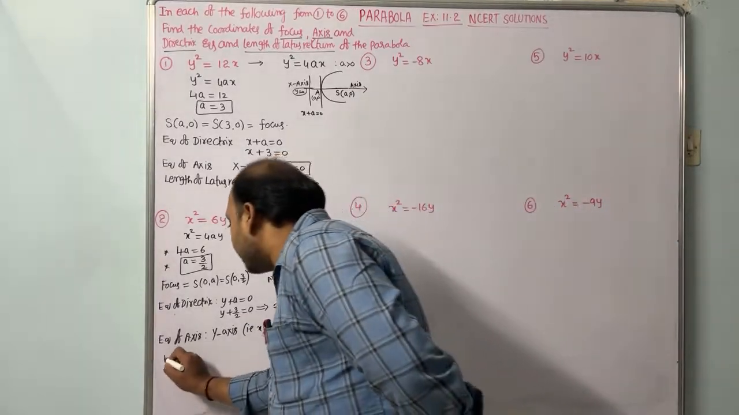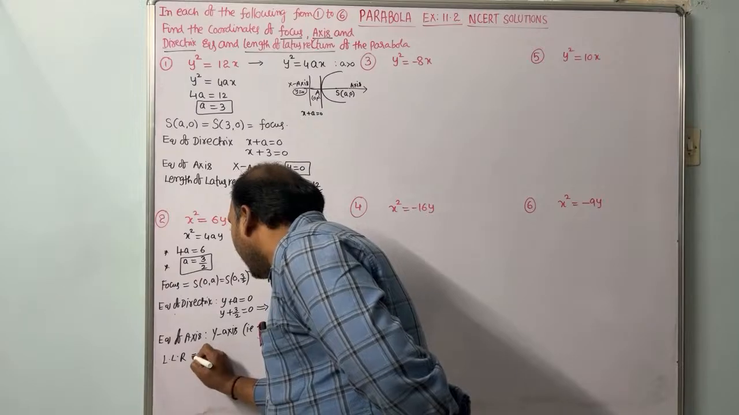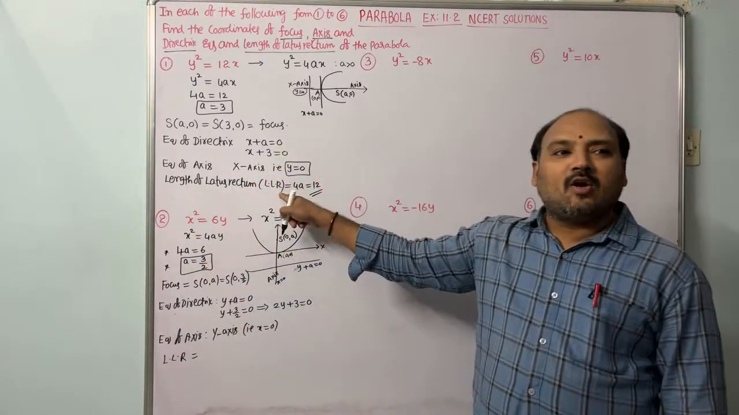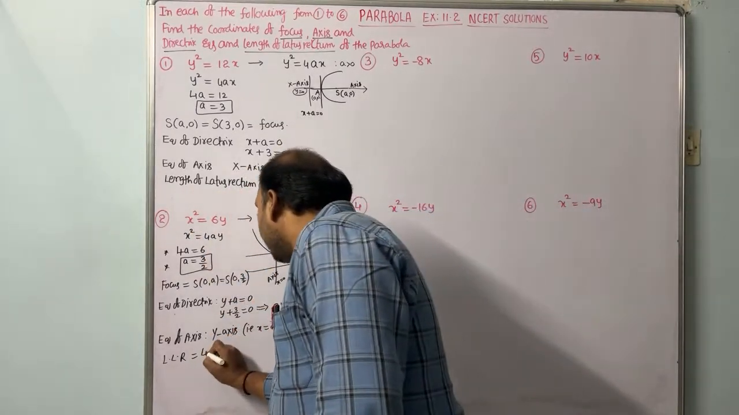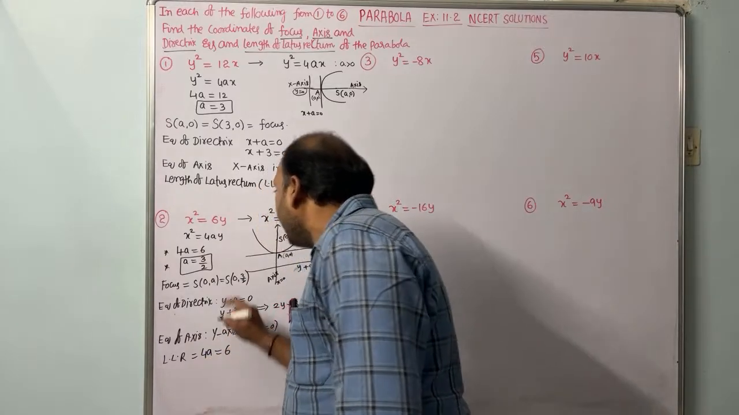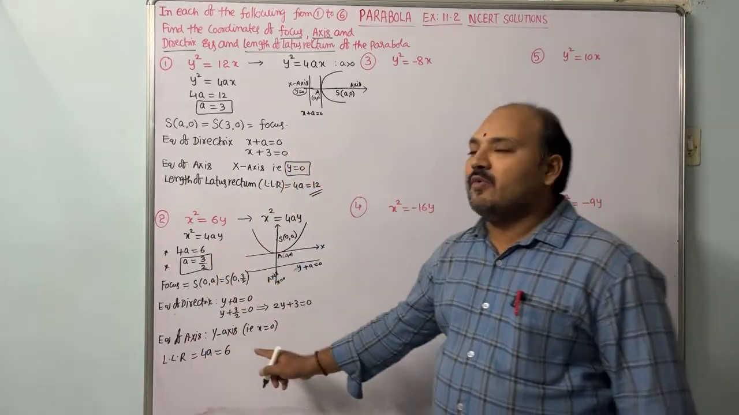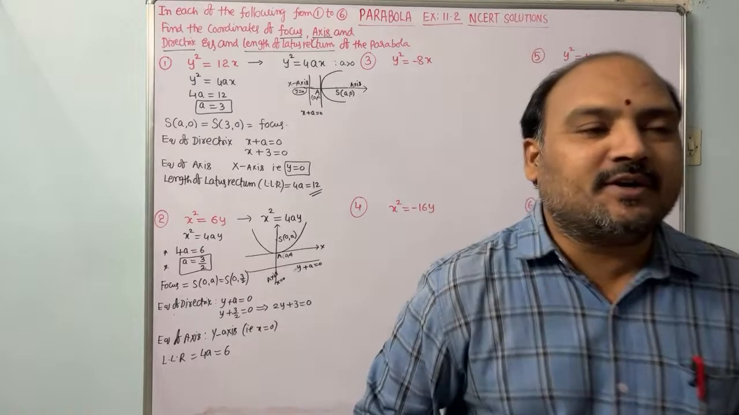Next, length of latus rectum, LLR. I wrote length of latus rectum LLR is 4a. What is the value of 4a here? According to the question it is 6. That only we want, dear students. I hope everyone understands.